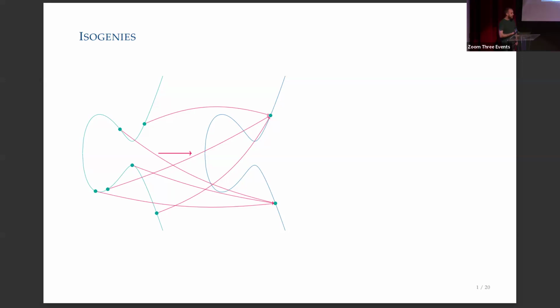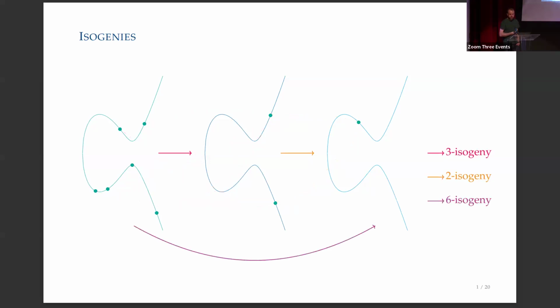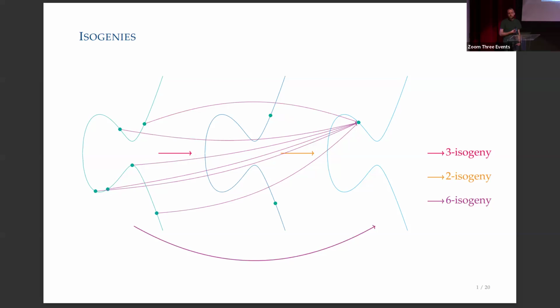And they're maps, so we can also compose maps, of course, which is very typical. Let's say we have another codomain curve and we map these 2 points to this one point, and this will be an isogeny of degree 2. And we'll call that a 2-isogeny. And then this composition will, of course, be a 6-isogeny. Why? Because the degree will be 6, because this point on the final curve will have 6 pre-images on the first curve. That's pretty much all you need to know.